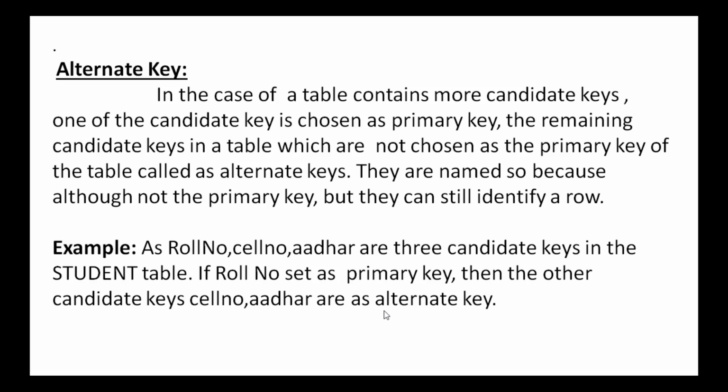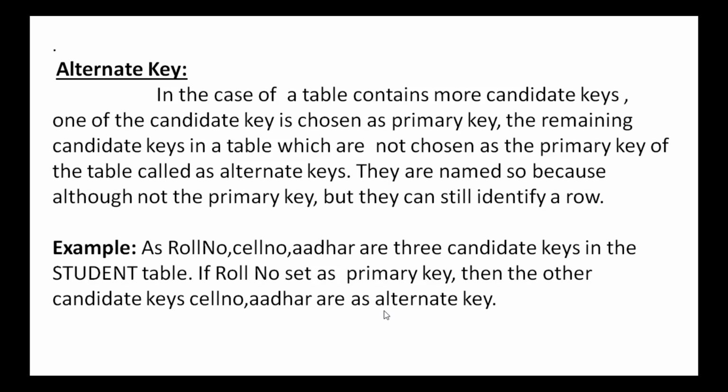Coming to alternate key. What is alternate key? Alternate key means if a table contains more candidate keys, one of the candidate keys is chosen as primary key. Already we know that. What about the remaining candidate keys in the table, which are not chosen as a primary key of the table? The extra candidate keys in the table which are not chosen as a primary key of the table are called as alternate keys.